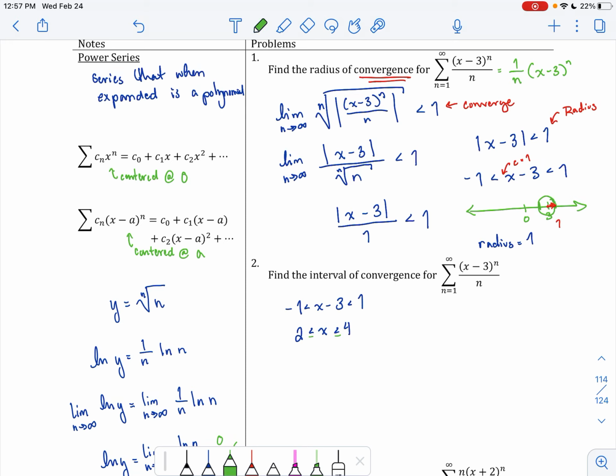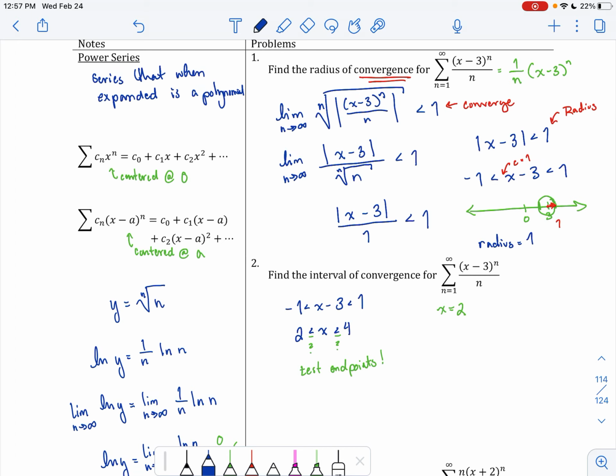So our question becomes, do they converge at 2 and 4? Because it might converge and it might not. So we need to test the endpoints of the interval to see exactly which ones we want to include or not. And so by testing, that just means plug in.